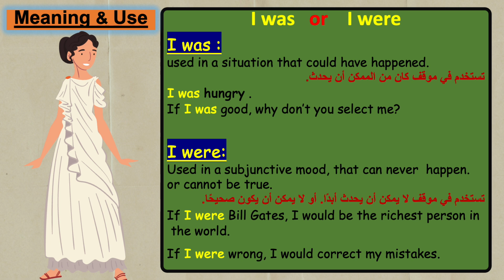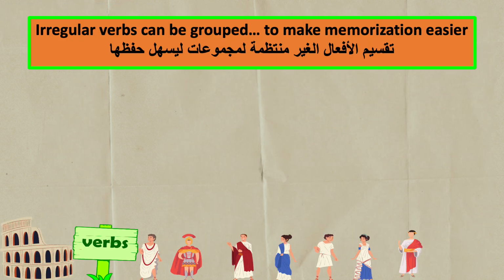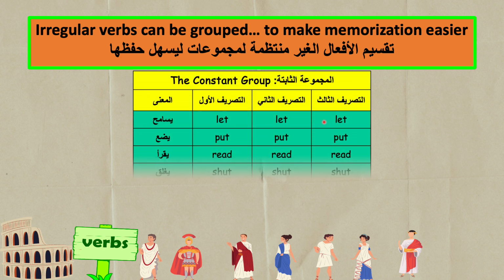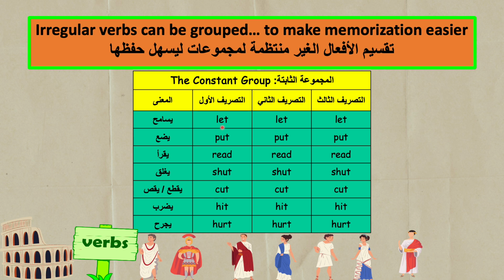Unreal conditional sentence. Irregular verbs can be learned under three main groups based on how they change to represent the simple past and the past participle. This is group 1. Group 1, it is the same throughout all tenses form. Is the same throughout the three tenses form.